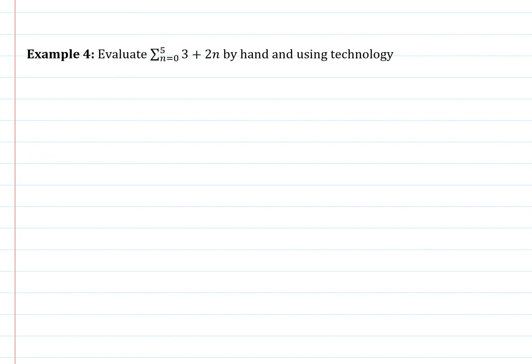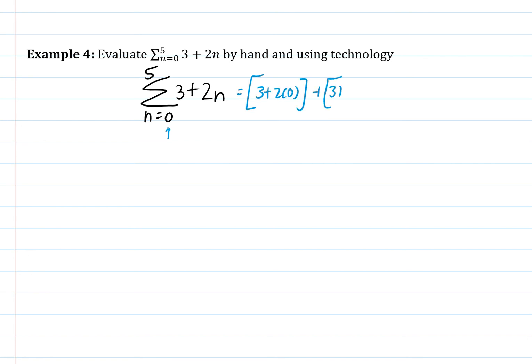Example 4, evaluate this series, this sum, by hand and using technology. Now this sum is usually written with n equals 0 to 5 up on top. So we would say this is the sum of the terms 3 plus 2n from n equals 0 to n equals 5. So evaluating it by hand means we just need to expand the terms. So this is telling us first you substitute 0 into this thing. So this would be 3 plus 2 times 0. Then you keep substituting all the way up to 5.